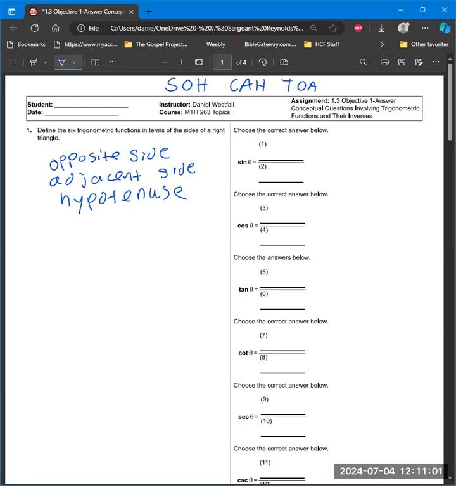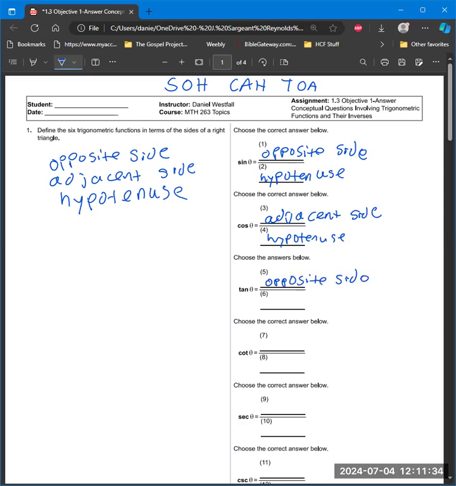SOHCAHTOA. So our sine is our opposite side divided by our hypotenuse. Cosine is our adjacent side divided by our hypotenuse. Our tangent is our opposite side divided by our adjacent side.